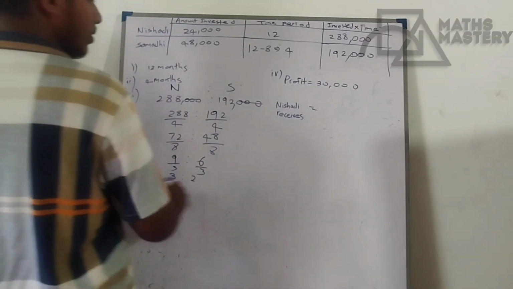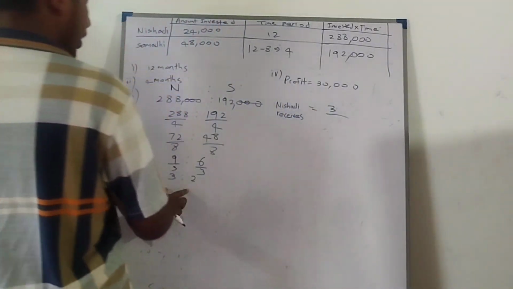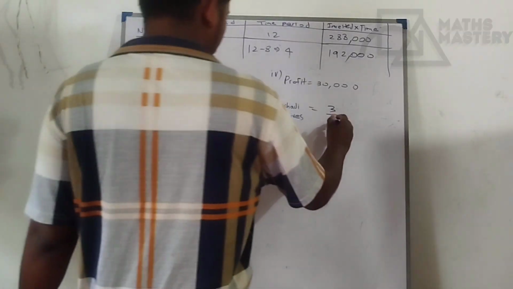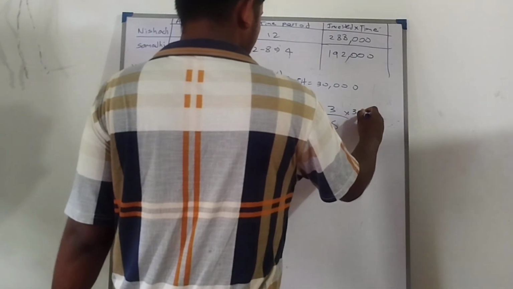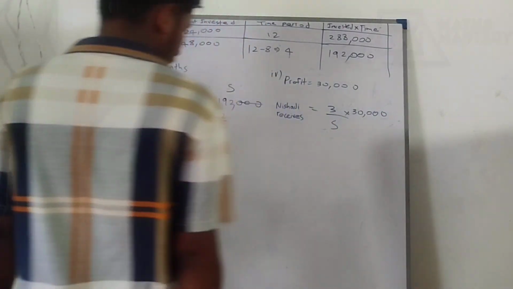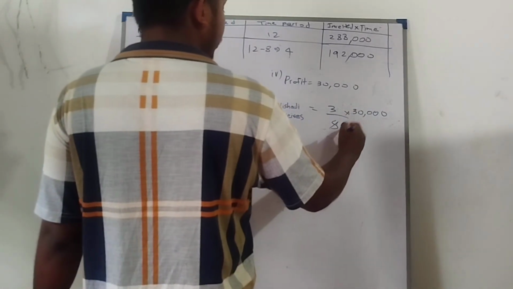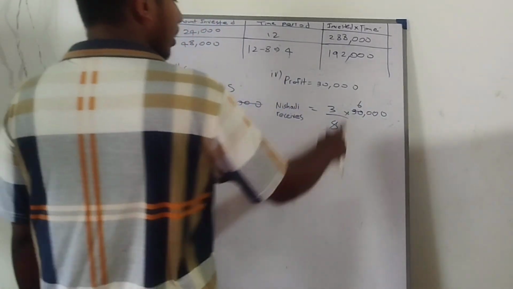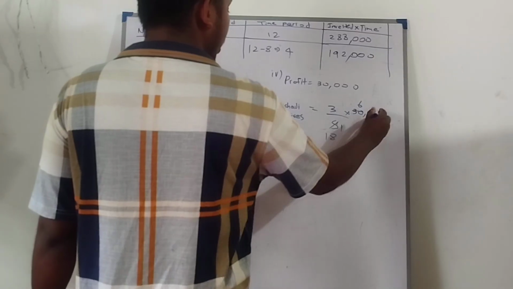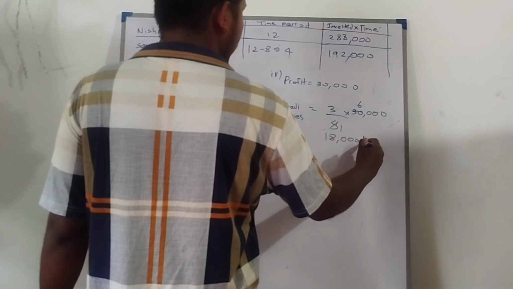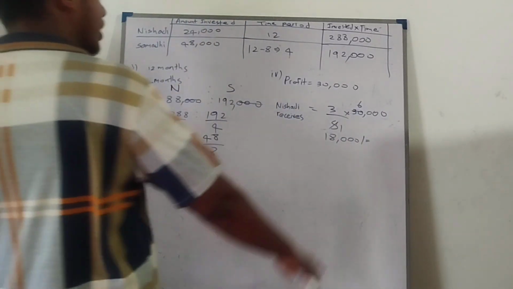Nishadi's ratio is 3. Out of the denominator, you add both, 3 plus 2, 5. Multiply by 30,000. Now you can divide 30 and 5. 5 times 1, 5. 5 times 6 is 30. 6 times 3 is 18, and there are 3 zeros. 18,000 is the answer. Nishadi receives 18,000.